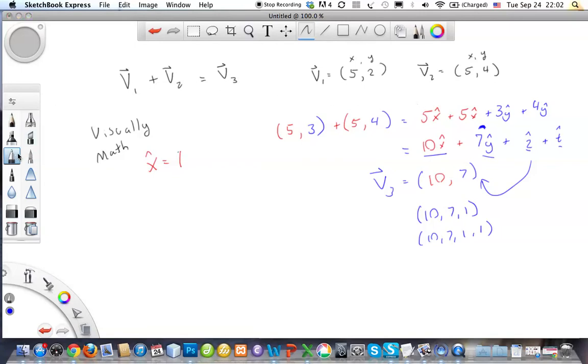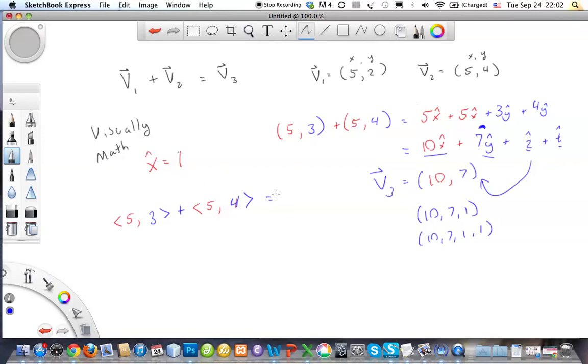Now, you can also add a vector another way. So we can add it as in 5, comma 3, plus 5, comma 4. I want to write it like this. Okay. Now this just means that you add the individual components together.